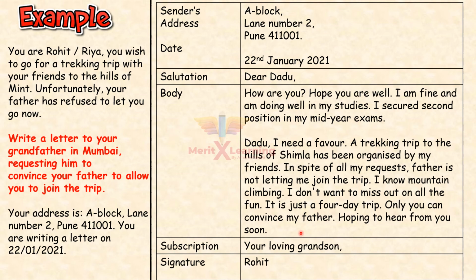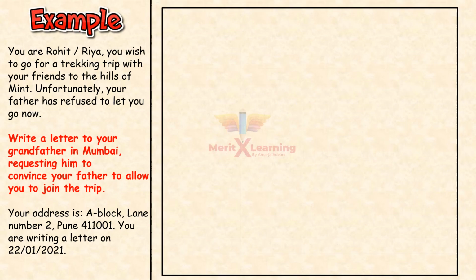After the body comes the subscription. So you are a grandson or a granddaughter. So you can write your loving grandson or your loving granddaughter. Then the signature. Signature is the name of the person who is writing this letter. So in the question it is given, you are Rohit or Riya. So Rohit or Riya is writing this letter. So in the signature you will write Rohit or Riya.